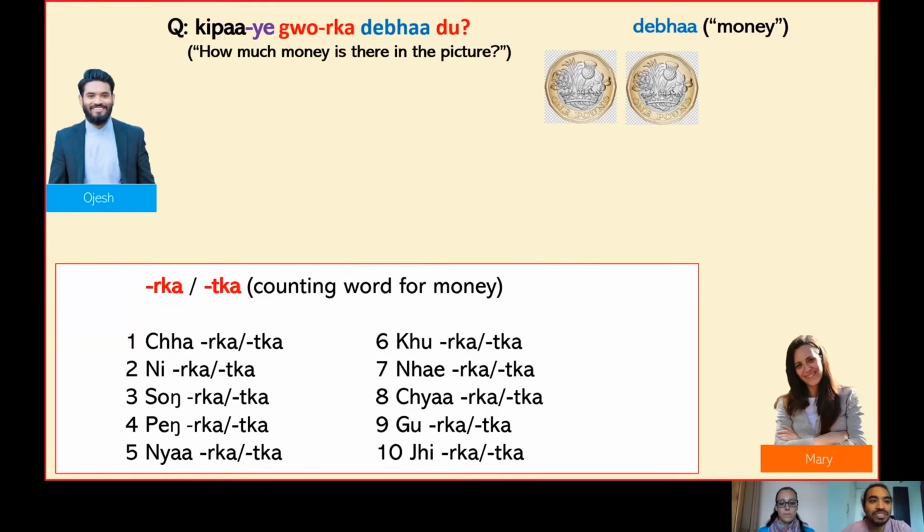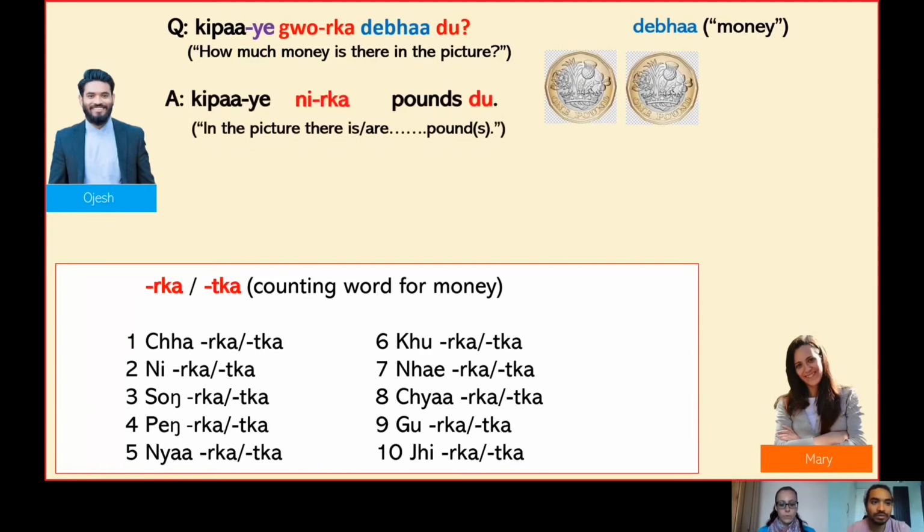So if I wanted to count money from 1 to 10, I could say charka, nirka, swarka, perka, nyarka, khurka, nerka, charka, gurka, and jirka. Now please look at the picture and answer my initial question. Kipa gorka dhevadu? Kipae nirka pounds do. In the picture, there are 2 pounds.